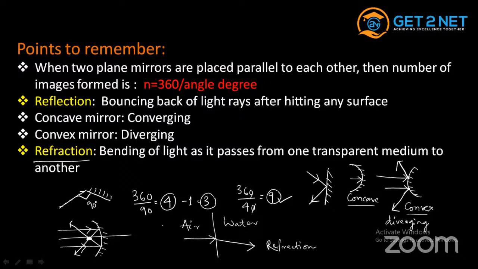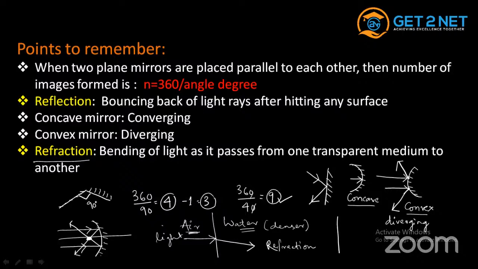So as you can see, air is a lighter medium. This is very light, and water is a little bit denser medium. So if anything is going from a lighter medium to a denser medium, then obviously the speed will decrease. So if the speed decreases, then it will move towards the normal. Normal is the point.